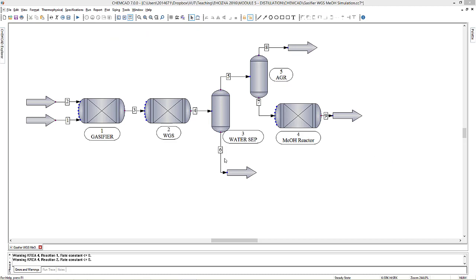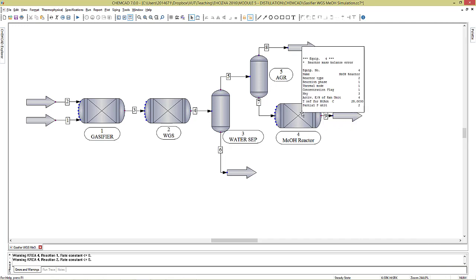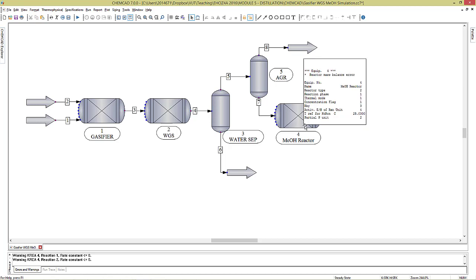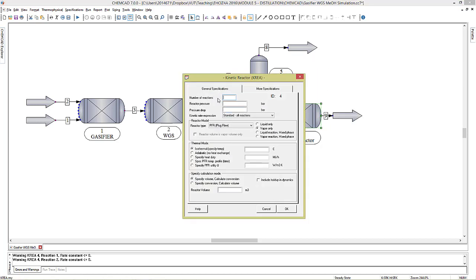Coming now into Chemcad, we need to implement the methanol reactor. We remember the reactor is the kinetic reactor, which is here. If you look into Chemcad, the kinetic reactor, you can bring it over and then connect it to the stream from the AGR, which contains hydrogen and carbon monoxide. If you click onto this reactor, the number of reactions that you need to key in, as we have agreed, is 2 reactions because we have the forward and the backward reaction.